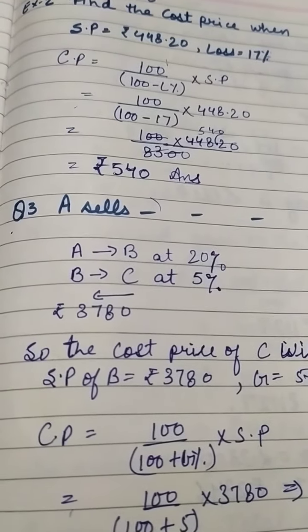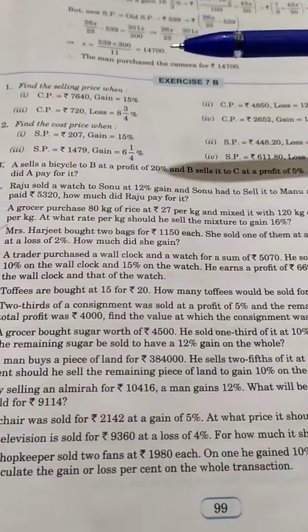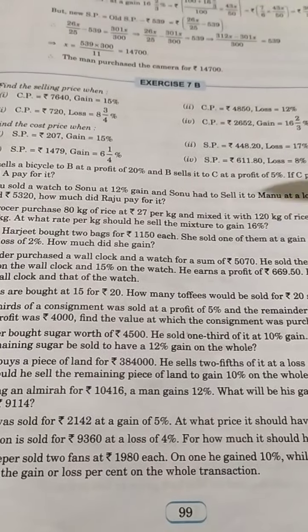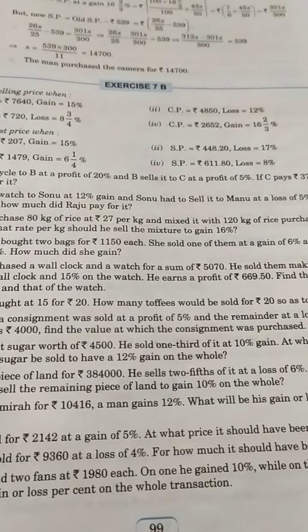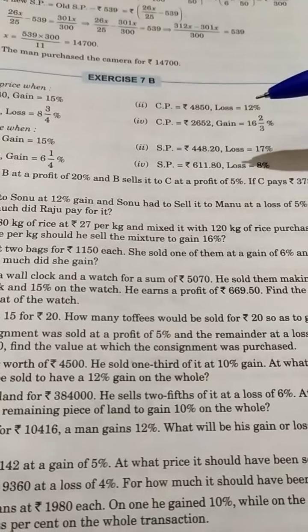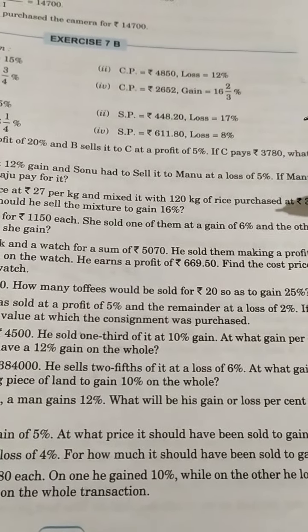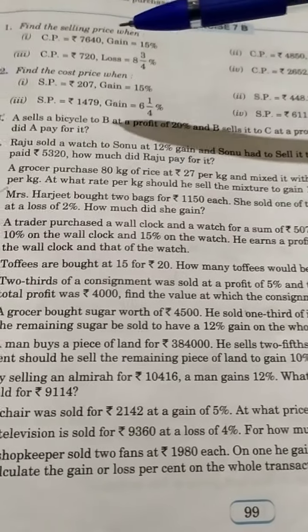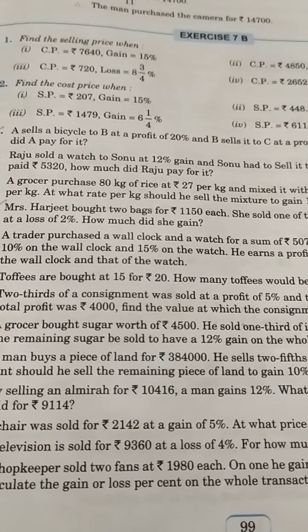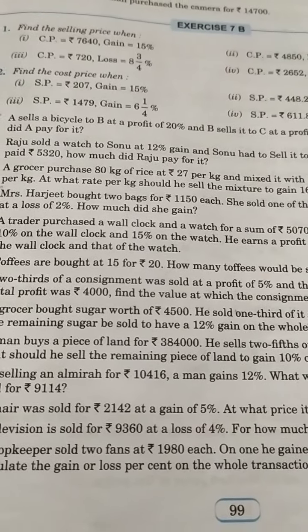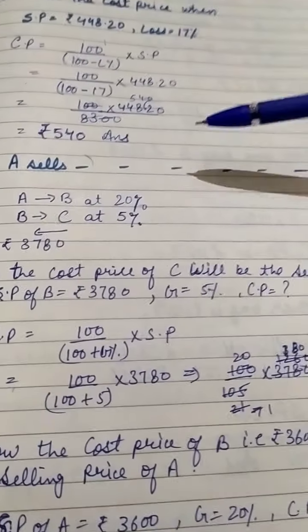All right children, now see the third question from your book. A sells a bicycle to B at a profit of 20% and B sells it to C at a profit of 5%. If C pays rupees 3,780, what did A pay for it? So you have to find the cost price of A. So let us see the solution.